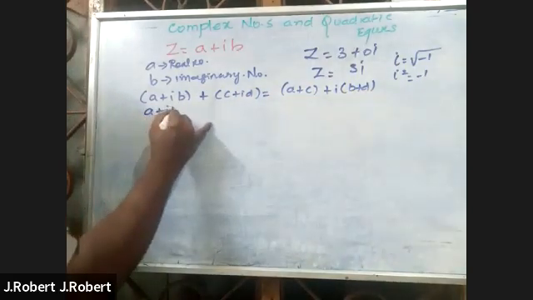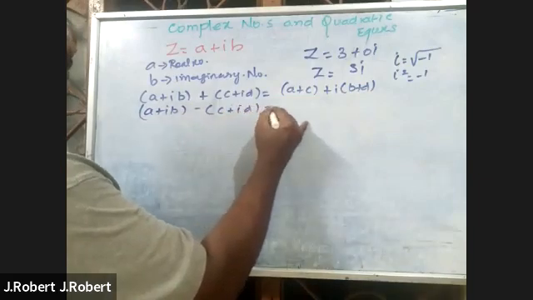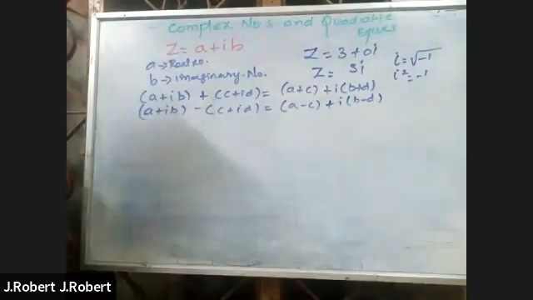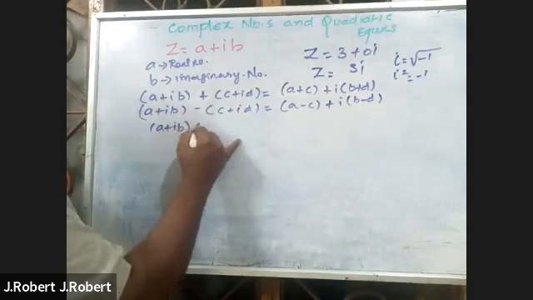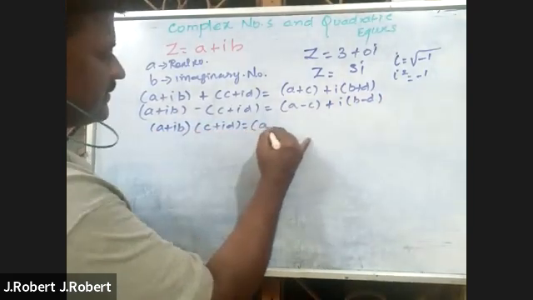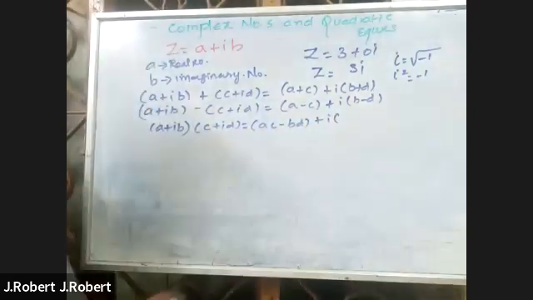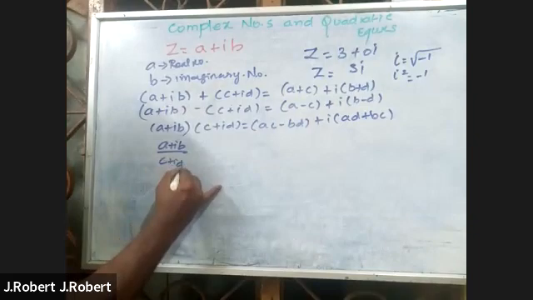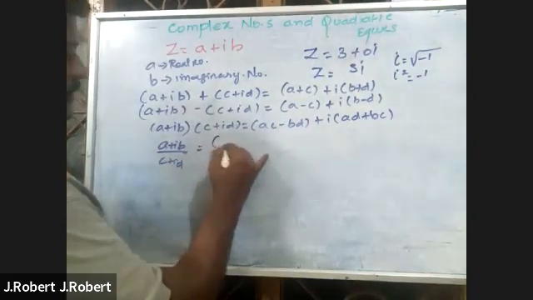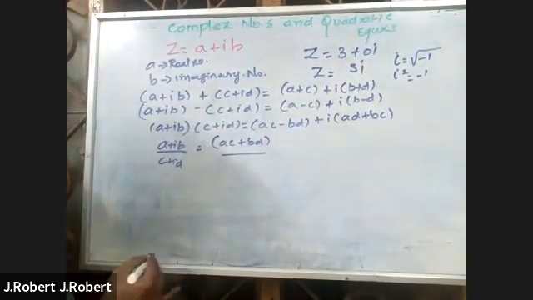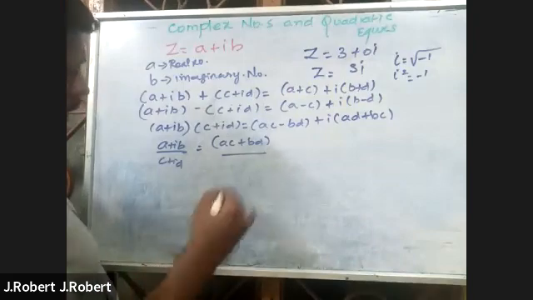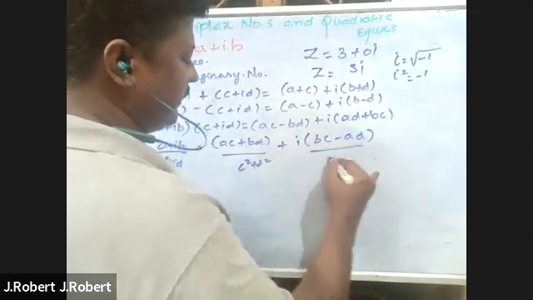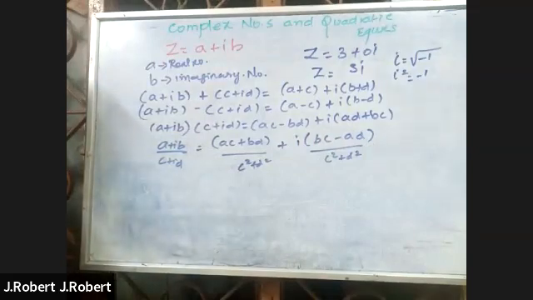Next, a plus ib minus c plus id, which is equal to a minus c plus i into b minus d. If it is multiplication, a plus ib into c plus id, we can write this as ac minus bd plus i into ad plus bc. For division, a plus ib divided by c plus id, we can write this as ac plus bd divided by c square plus d square, plus i into bc minus ad divided by c square plus d square.